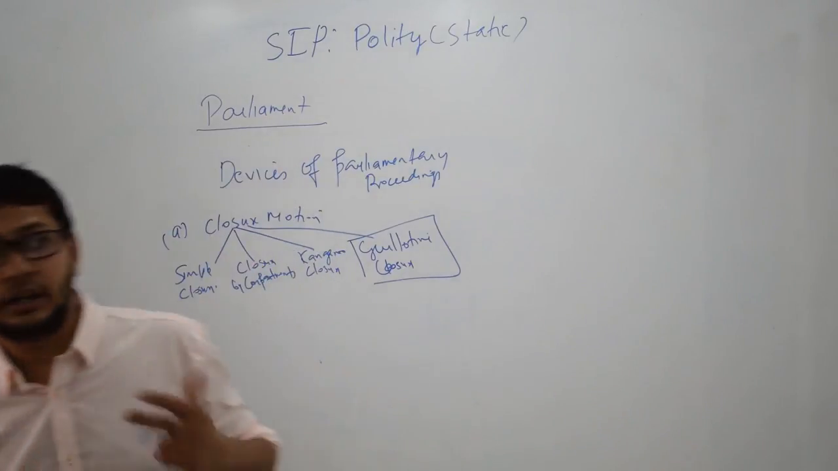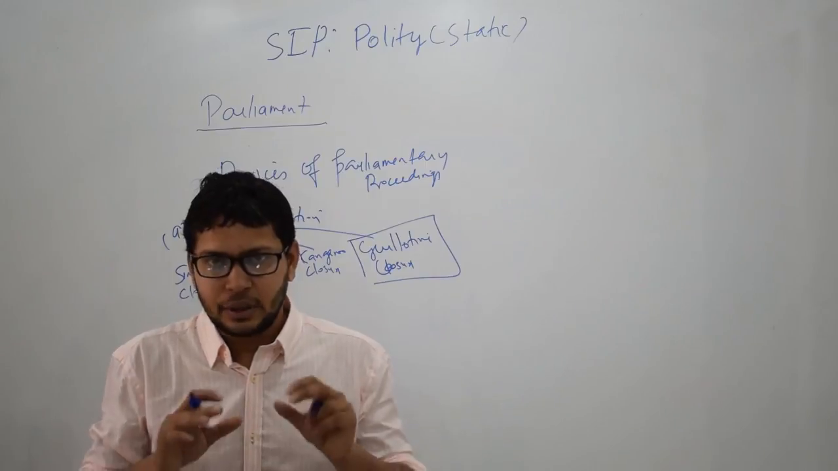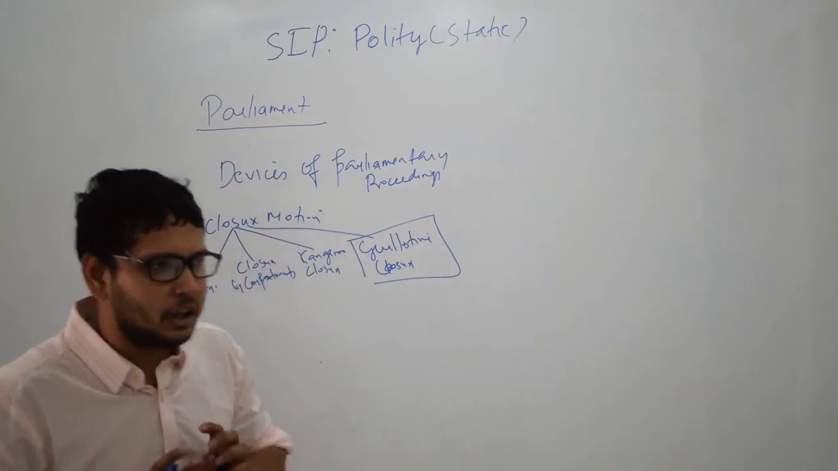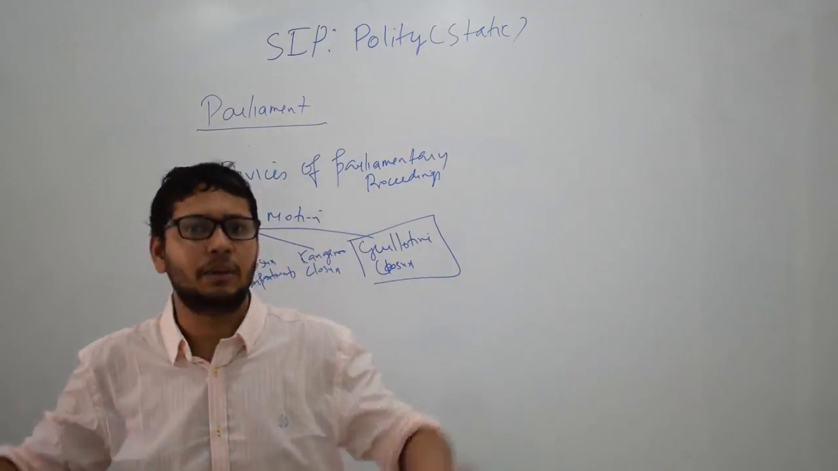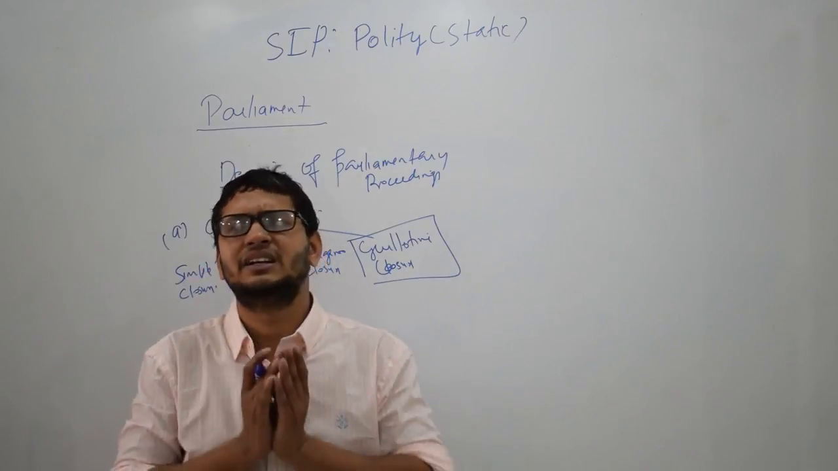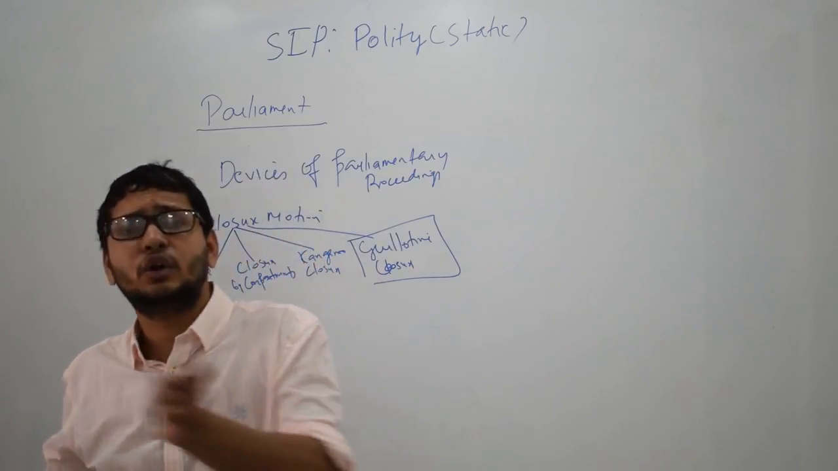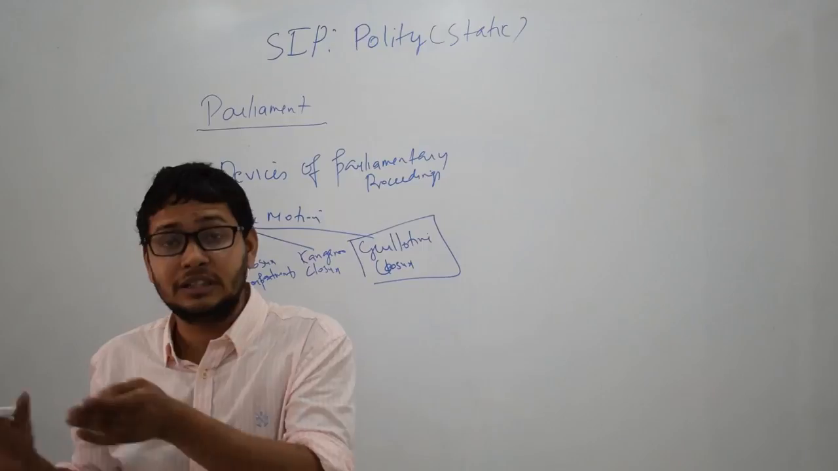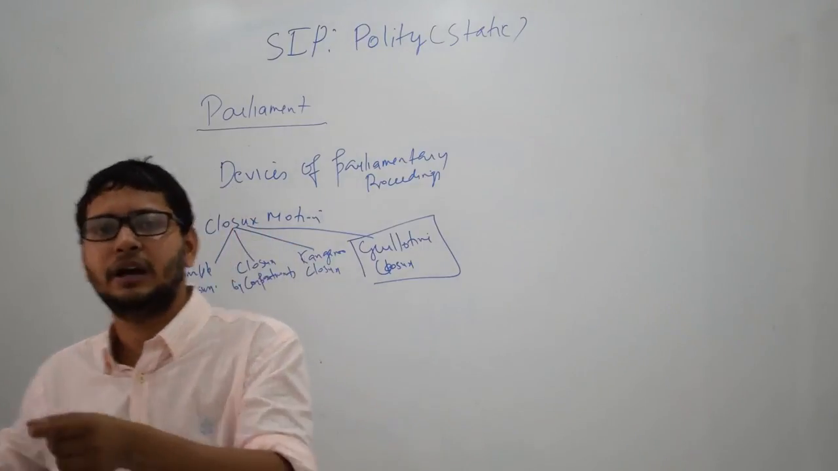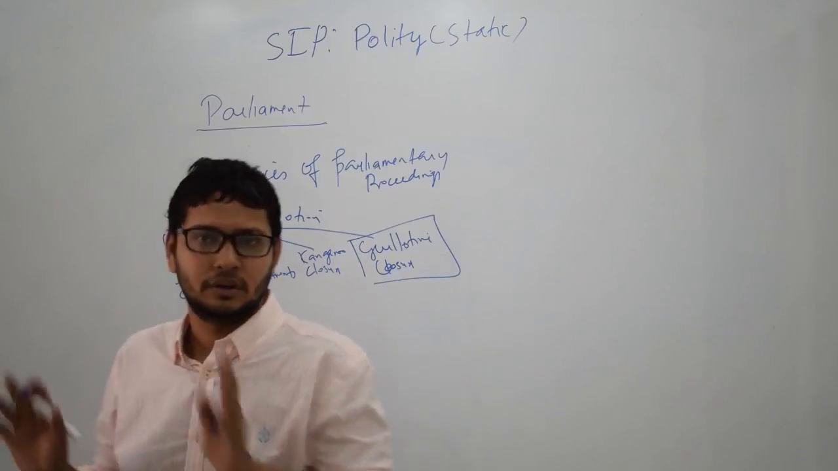Fourth is the guillotine. Suppose a long debate has already taken place on an issue, and now the member feels that we don't have time left for further discussing this bill, but there is a lot of part which is still not discussed. Then all the remaining or undiscussed part is put together and put to vote.